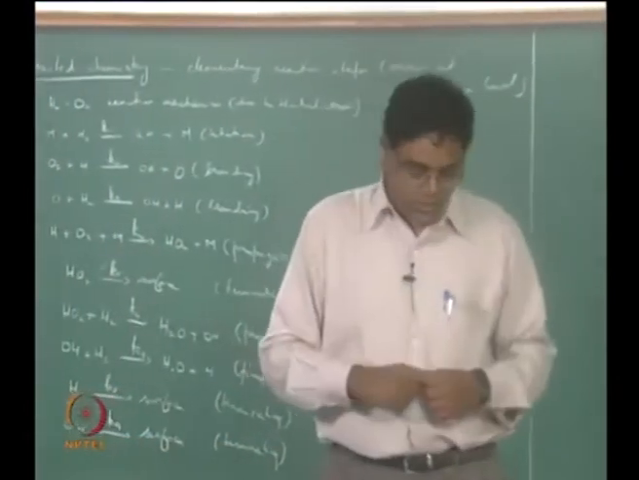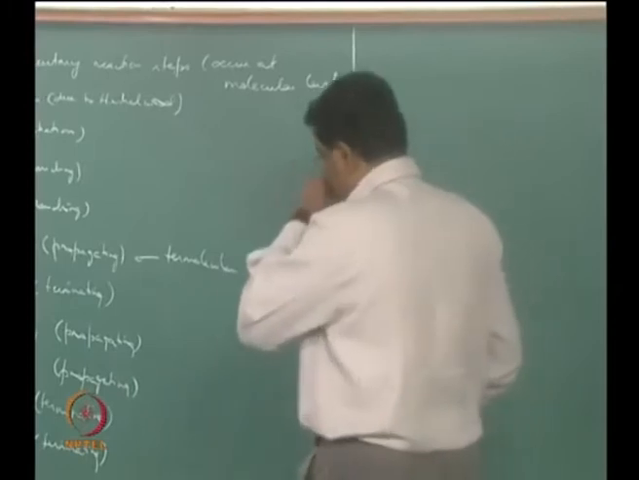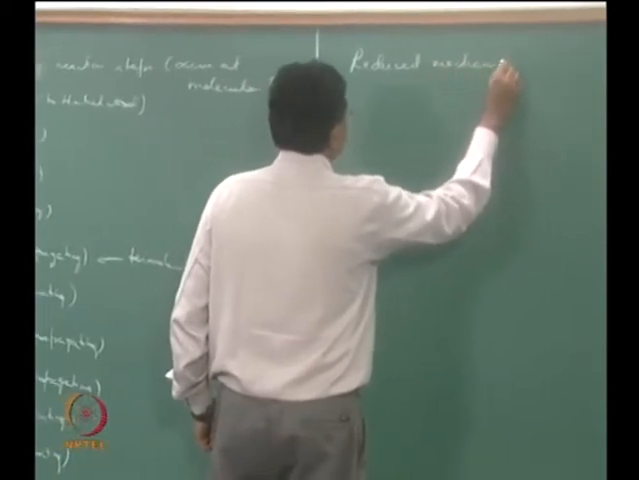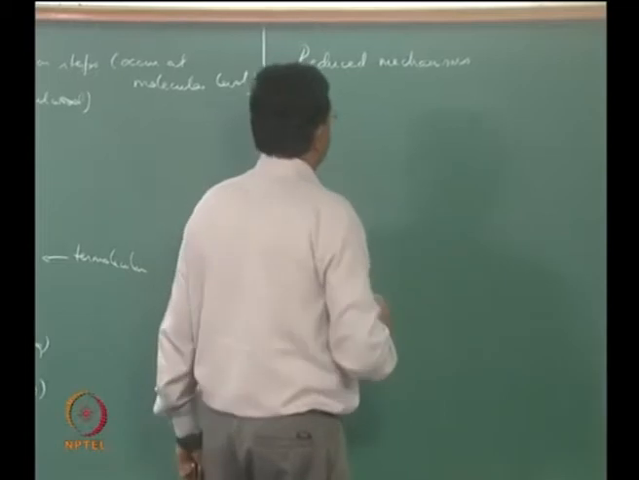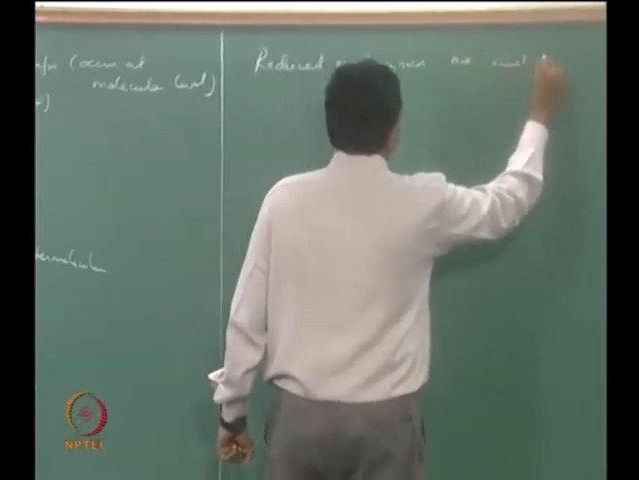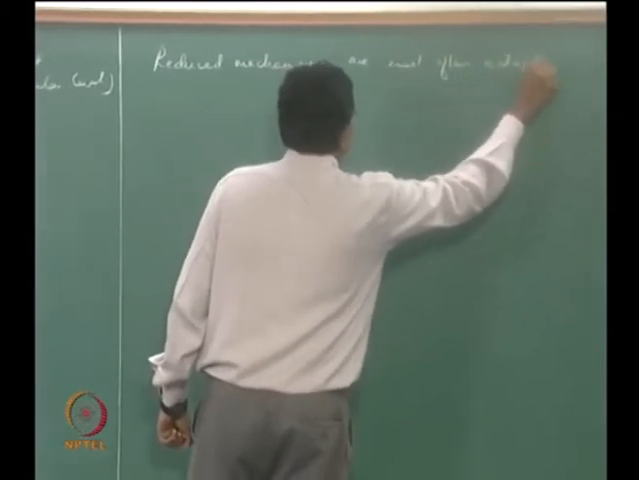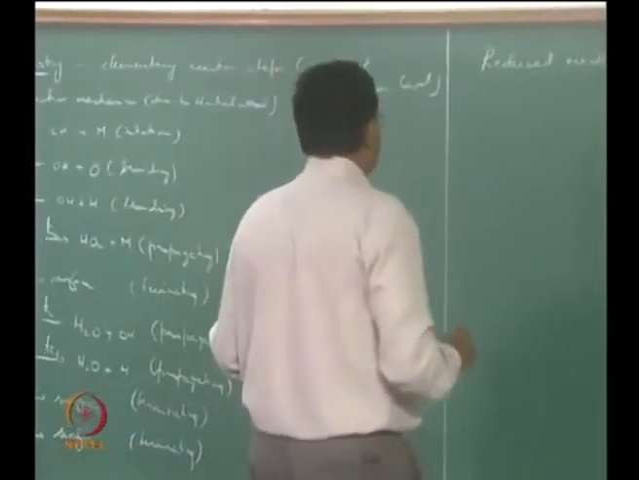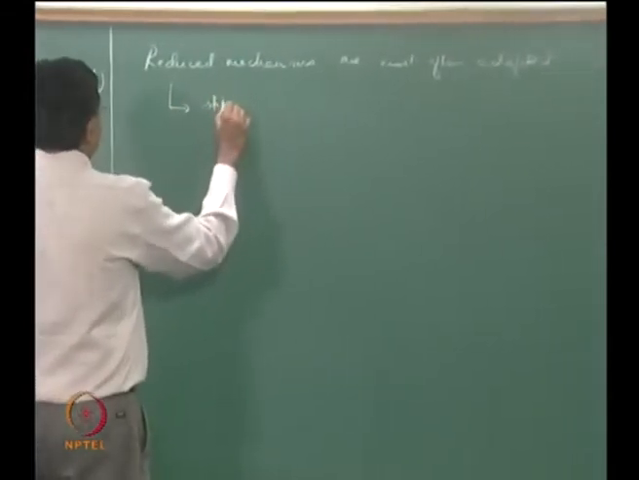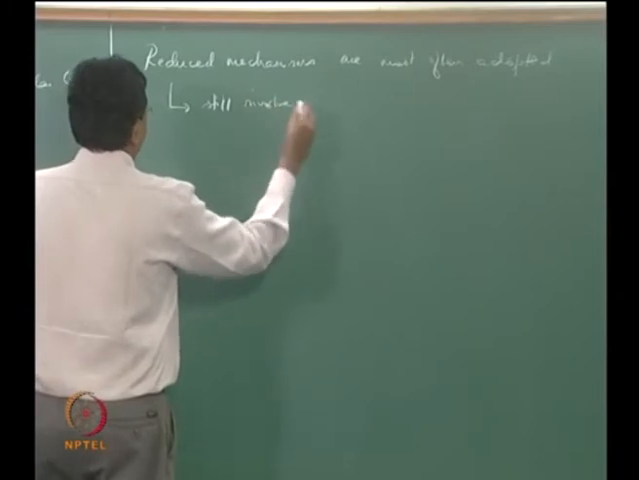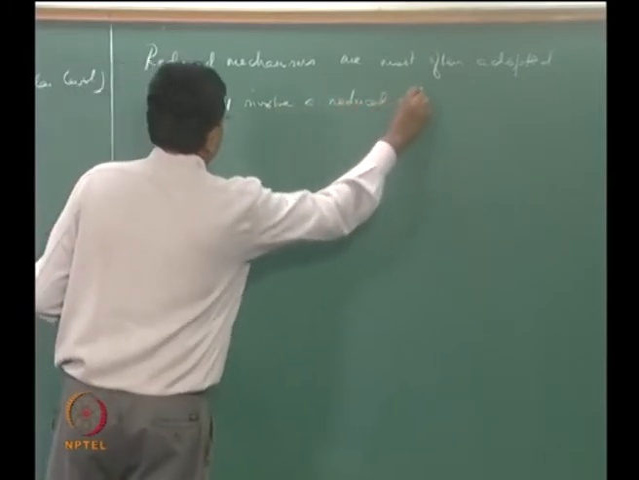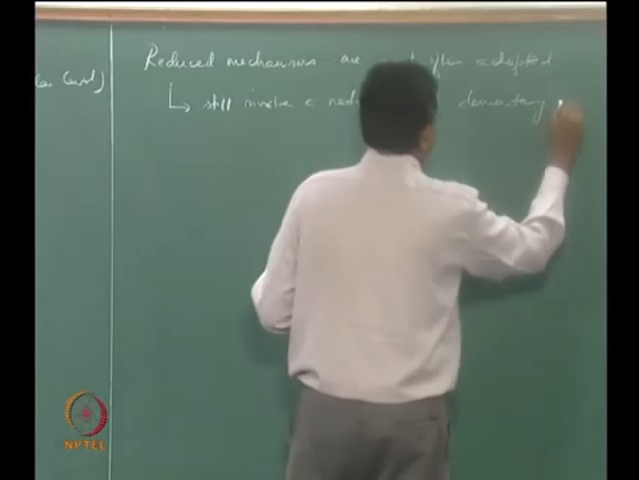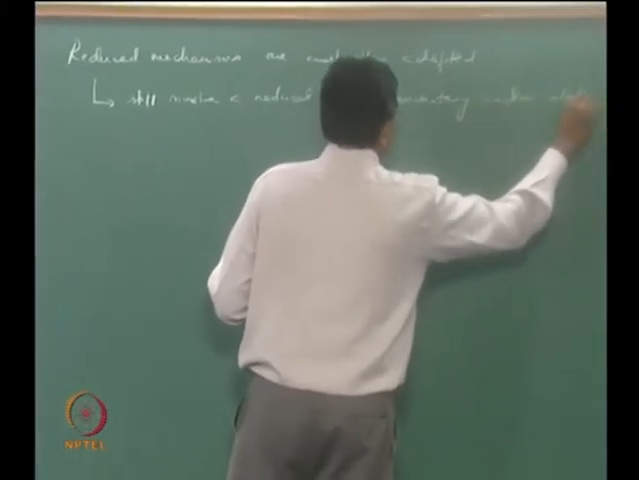So many times what's typically adopted is reduced mechanisms. Reduced mechanisms are most often adopted. The difference between reduced mechanisms and global reactions is that reduced mechanisms still involve a reduced set of elementary reaction steps at the molecular level.